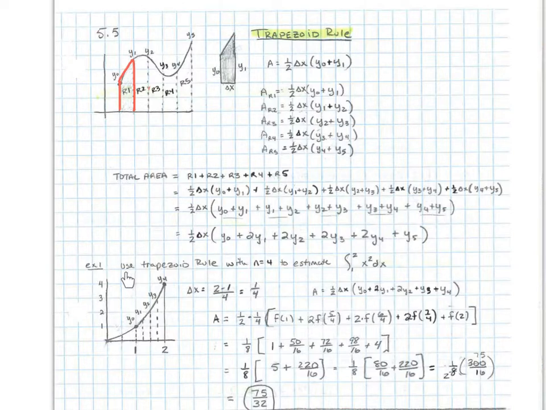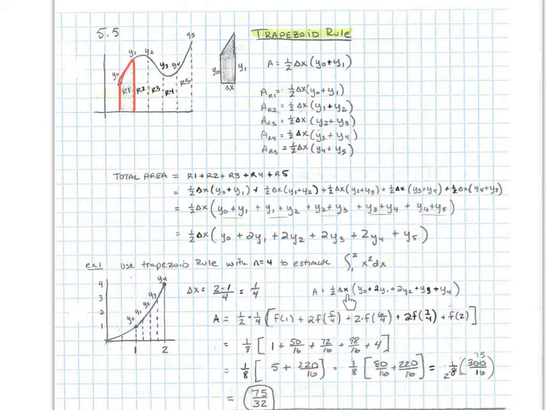So the first example, we're going to use the trapezoid rule with 4 partitions to estimate the integral from 1 to 2 of x squared dx. So the integral from 1 to 2 has a distance of 2 minus 1. Dividing it into 4 pieces, each piece will be 1/4 of a unit. So delta x will be 1/4. That'll be the height of each of these trapezoids.